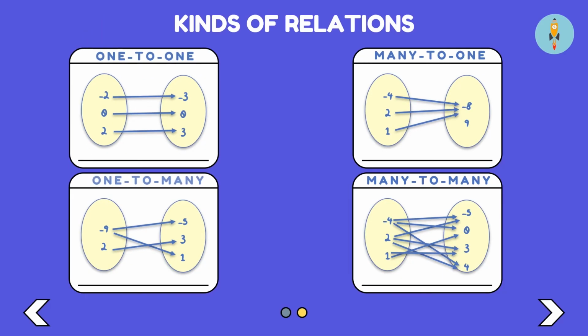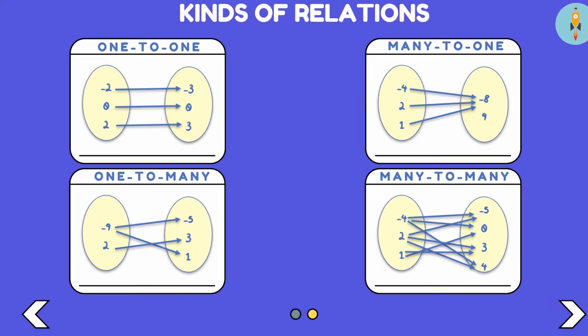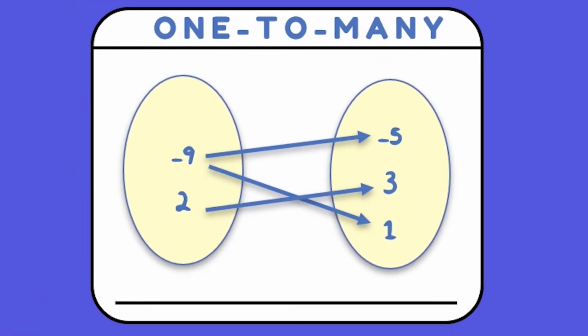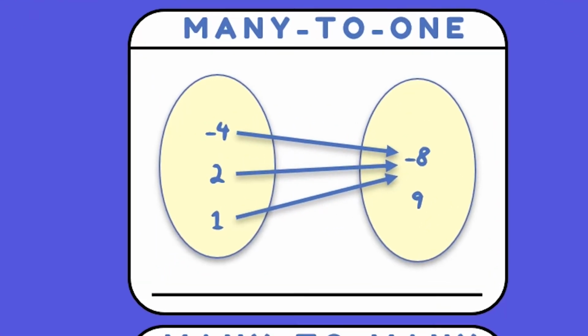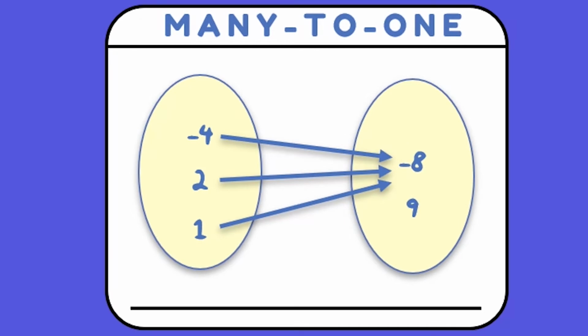Second, one-to-many correspondence. Some of the elements of domain map to more than one element of range. In this relation, at least one element of domain is repeated. Third, many-to-one correspondence. More than one element of domain are mapped to one element of range. This means that at least one element of range is repeated.